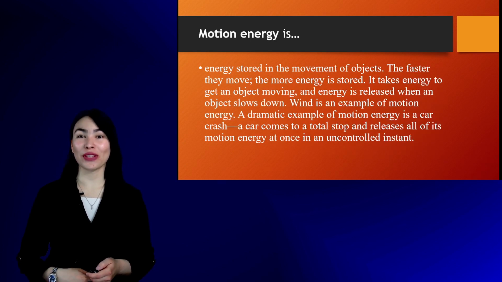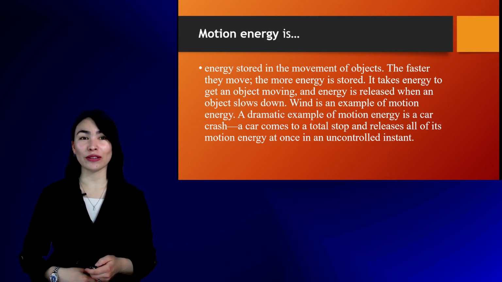Next is motion energy. Motion energy is the energy stored in the movement of objects. The faster they move, the more energy is stored. It takes energy to get an object moving, and the energy is released when the object slows down. Wind is an example of motion energy. A dramatic example of motion energy can be a car crash. A car comes to a total stop and releases all its motion energy at once in an uncontrolled instant.